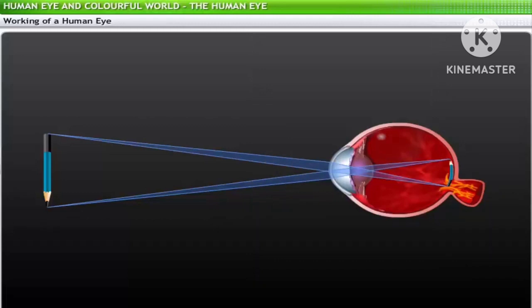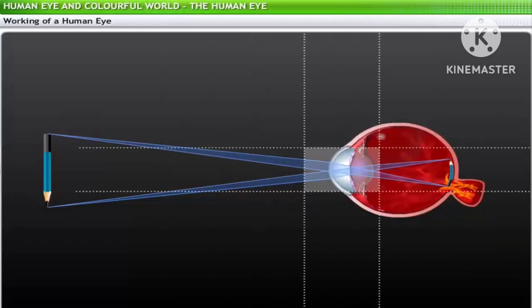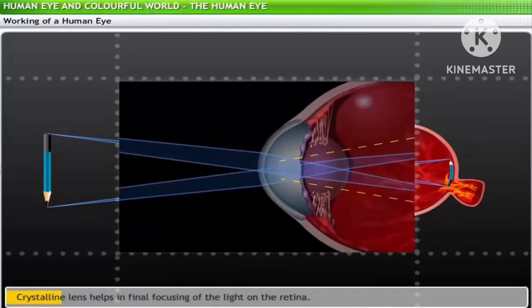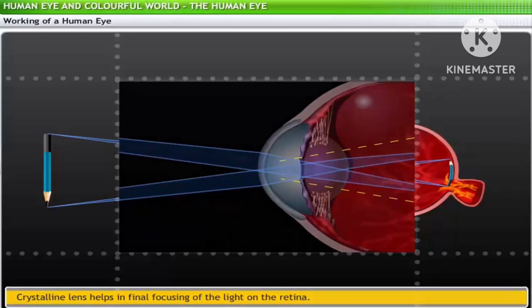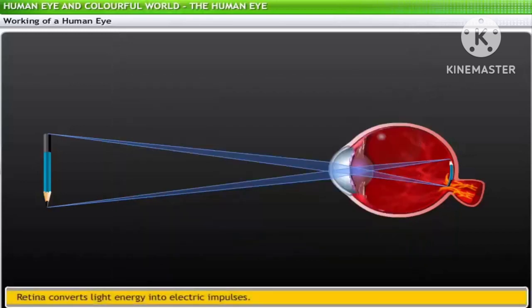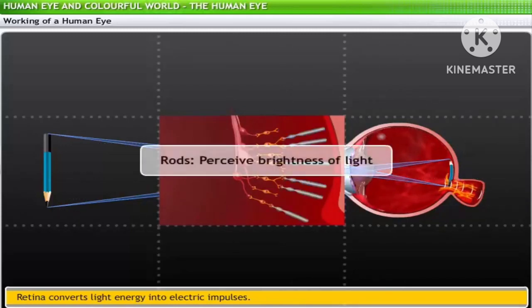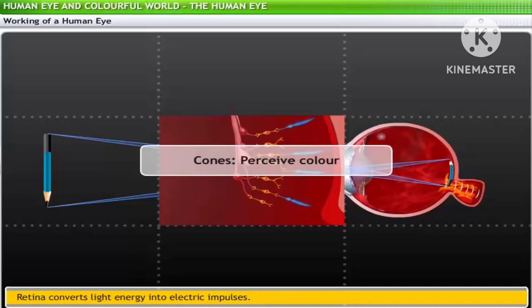The crystalline lens, being biconvex in nature, refracts the light rays it receives. It helps in final focusing of the light on the retina to form a real image. The retina converts the light energy of the image into electrical impulses, using light-sensitive nerve cells called rods and cones. The rod cells are responsible for the perception of the brightness of light, and the cone cells for the perception of color.